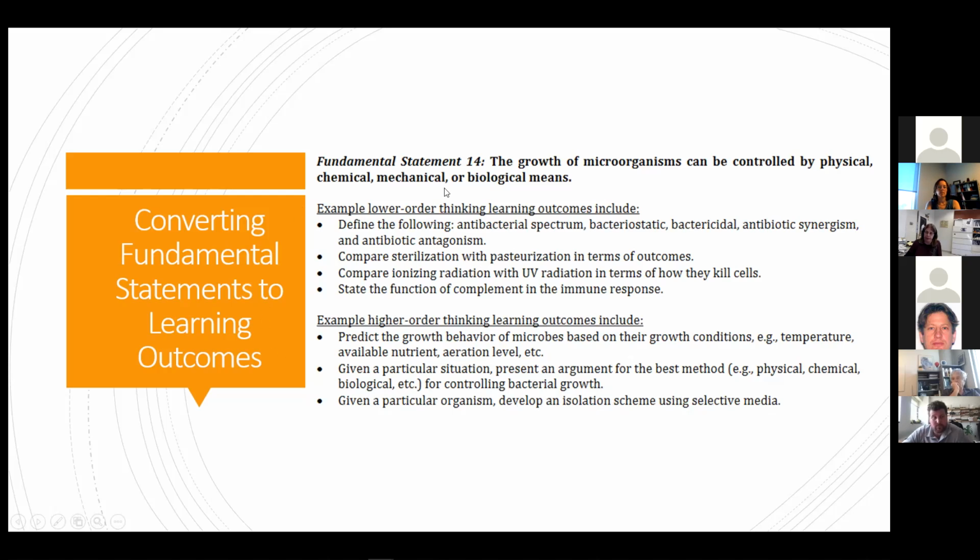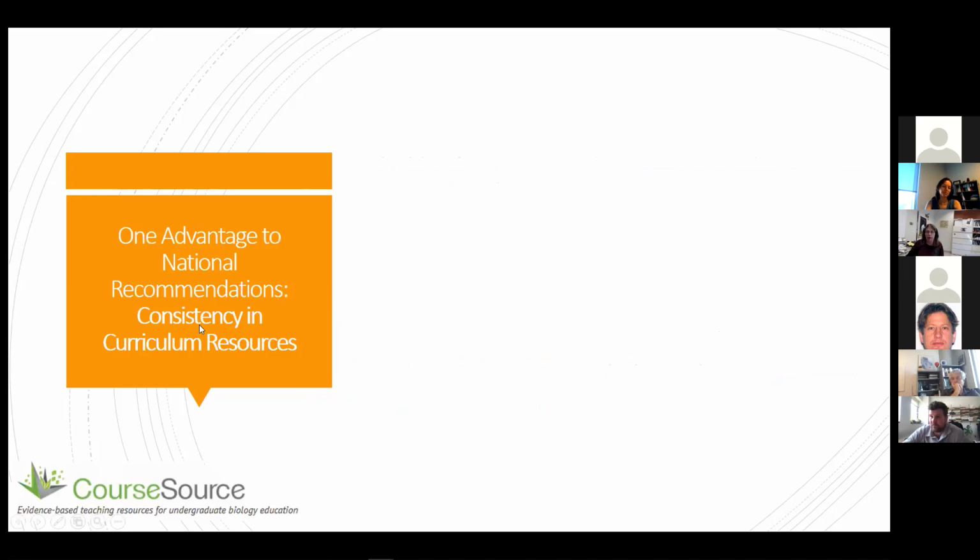One advantage to having ASM giving us fundamental statements, and they're not necessarily giving us the learning outcomes, because these are just examples that they were trying to help start the conversation. If you have these 27 fundamental statements, how can you convert those into a measurable learning outcome or set of measurable learning outcomes? But one advantage to having these national recommendations and guidelines is we get consistency in curriculum resources.